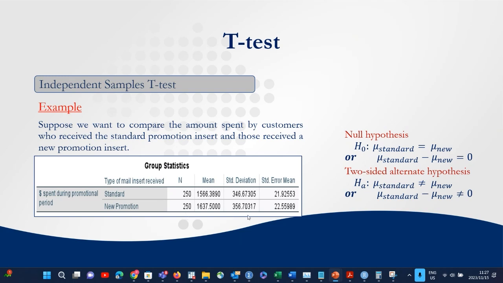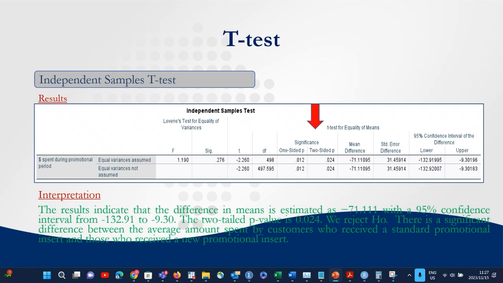So this is just a summary. This is the amount spent from our data, and this is the amount spent by those. So we do the test now and check if there's a significant difference. What I didn't mention is that when we have independent samples, one assumption is that the data is symmetric, and the other assumption is that the two samples have equal variances.